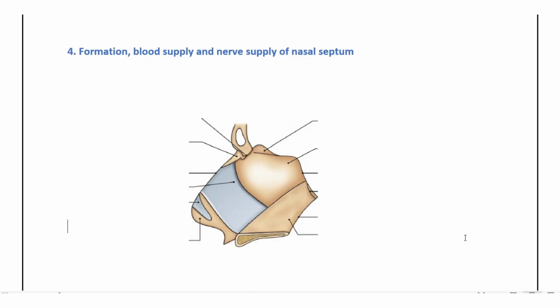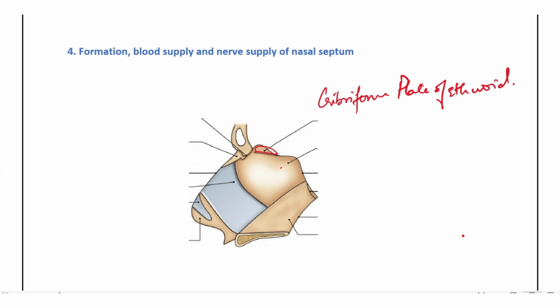Okay, so let's move on to the next question. That is formation, blood supply, nerve supply of the nasal septum. Here let's see the formation first. For that, first we'll draw a diagram. This is your cribriform plate of ethmoid.